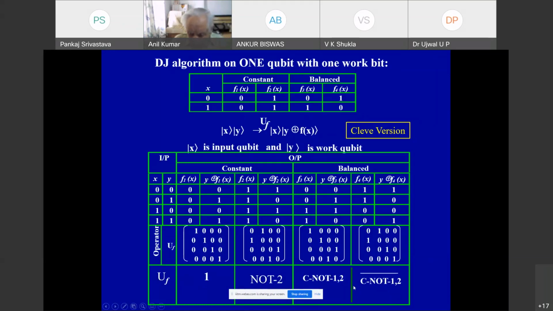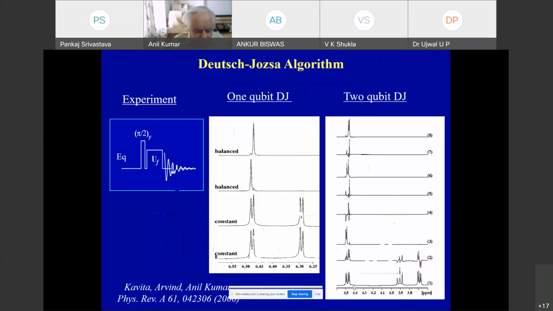Okay, this I leave as an exercise for people to understand how to do this. This is the experiment: apply a pi by 2 pulse, put them in coherent superposition, and then apply a UF. The UF that I just mentioned is just this one.